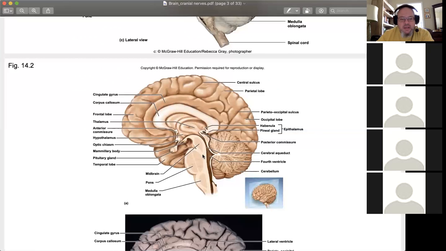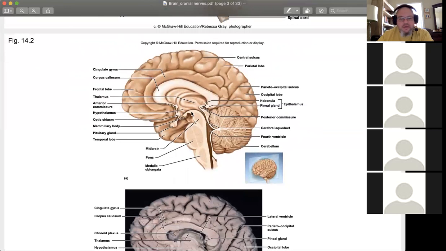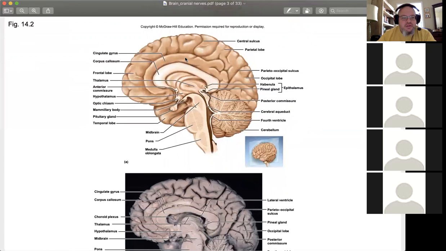You should be able to recognize the mid-sagittal section. By and large, on the quiz or practical, however I end up questioning you guys on this, I will definitely have a mid-sagittal section. So I think important things to know over here are the corpus callosum, which is this large structure kind of in the middle.